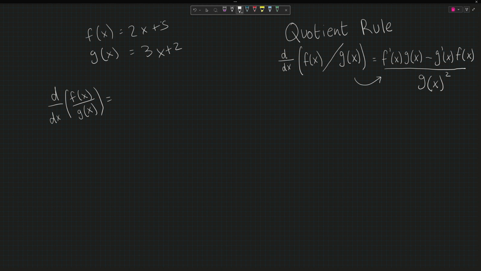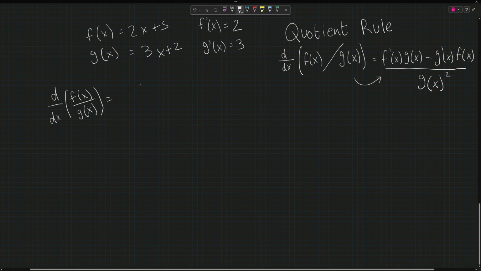So the derivative of this, f prime of x, is 2. That's it, because this 5 gets multiplied by 0. So anytime you have just a constant, you always end up with 0. Keep that in mind. G prime of x is again 3. So let's fill in the blanks now.